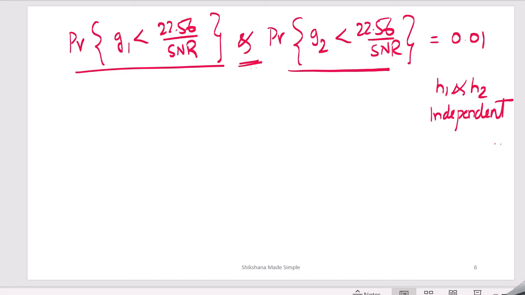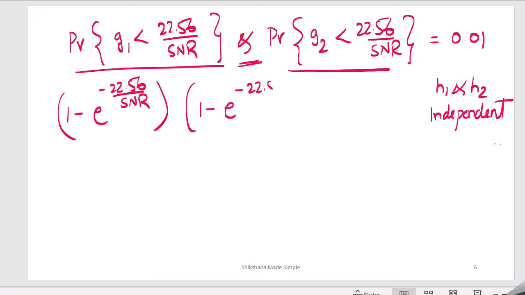So for probability G1 less than 22.56 divided by SNR, we would get 1 minus e to the power of minus 22.56 divided by SNR, and 1 minus e to the power of minus 22.56 divided by SNR. So this should be equal to 0.01. All right. So if we solve for this, what do we get?